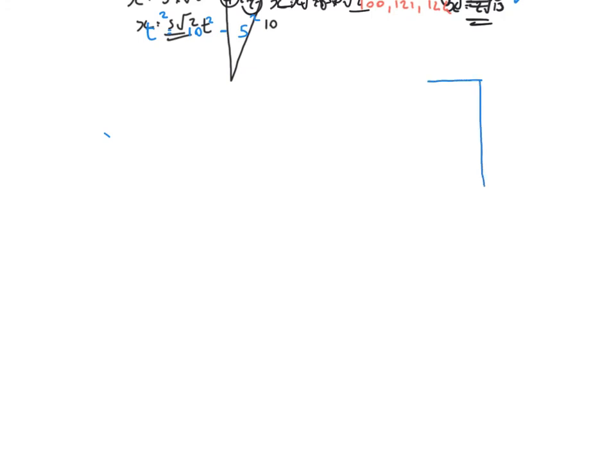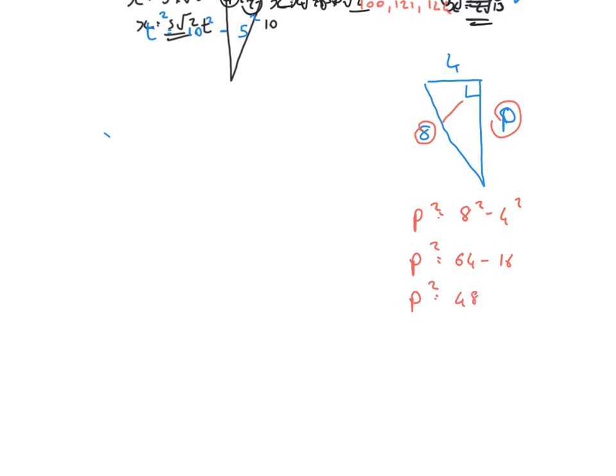Let's go for this one. That's 4. That's p, and that's 8. Okay, so again, you can see that I've been given the hypotenuse, the longest side, so it must be one of the shorter sides I'm finding, so it's going to subtract. p squared equals 8 squared minus 4 squared. 8 squared, 8 times 8, that's 64. 4 times 4 is 16. 64 take away 16, that's 48. p equals the square root of 48.